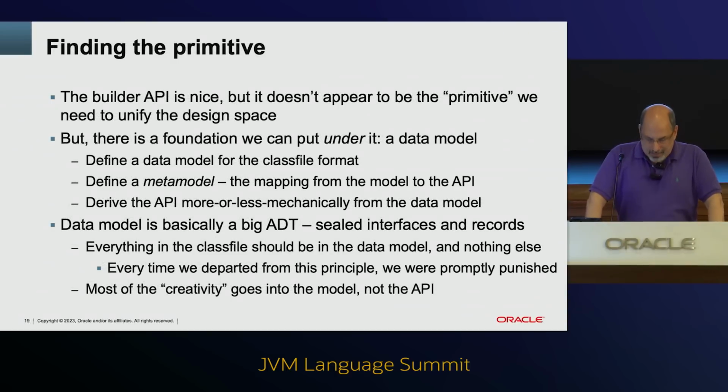So as John is fond of reminding us, the main game that an architect plays, or should be playing, is the game called Find the Primitive. And the builder API that I just showed you is nice, but it's not a primitive. And so hopefully there must be some foundation we can put underneath it that will allow us to have this nice API, but put it on a firmer foundation. And this slide, although it doesn't look like it's all that important, is actually the whole talk.